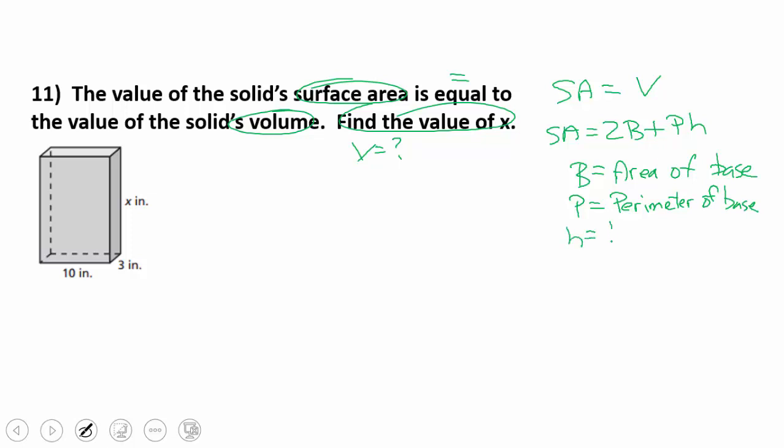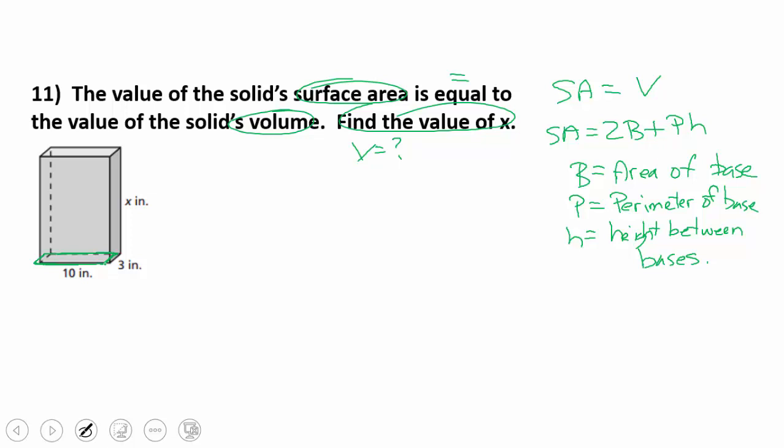And H is the height between bases. Let's talk about that for a second. Area of the base, that means you're finding the area. We usually consider the base to be the shape that it sits on. That's the base. And the shape of that is a rectangle.